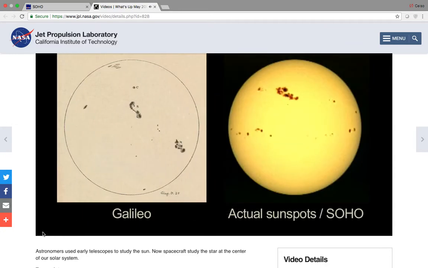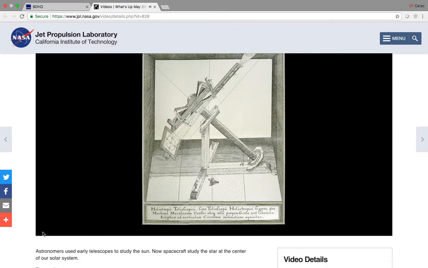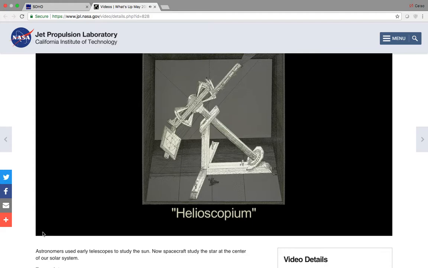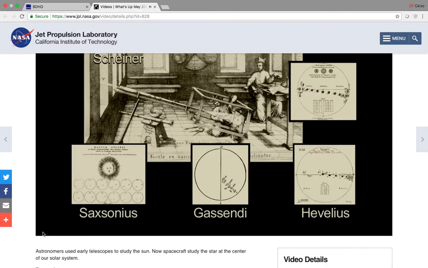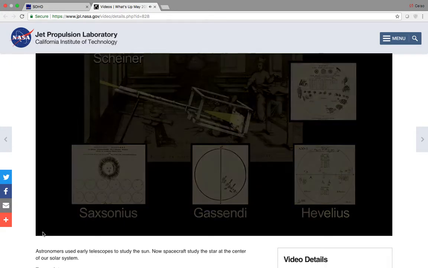This motion allowed early astronomers to estimate the sun's rotation period, which is about 27 days. The early astronomers soon projected the sun's image through the telescope onto a piece of paper or through a pinhole projector. This made it possible to study the sun in detail without damaging their eyes. Many other astronomers in the 17th century, including Scheiner, Gassendi, and Hevelius, also recorded their solar observations.